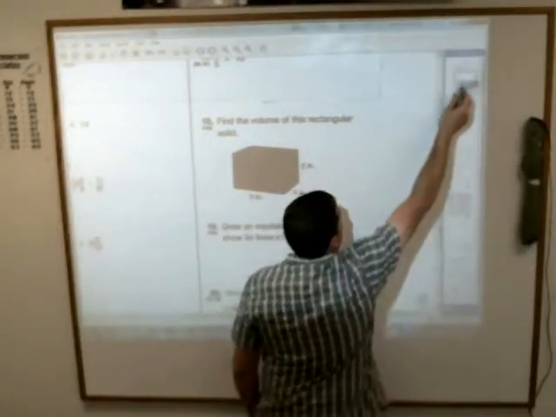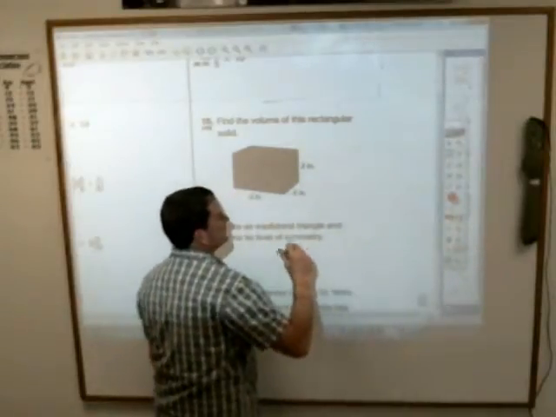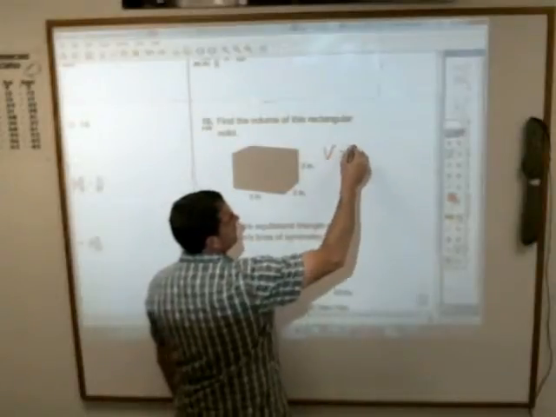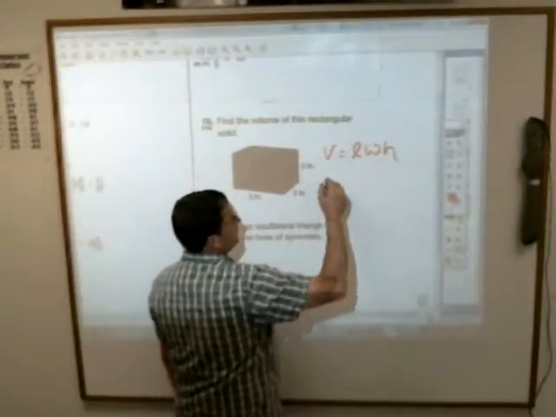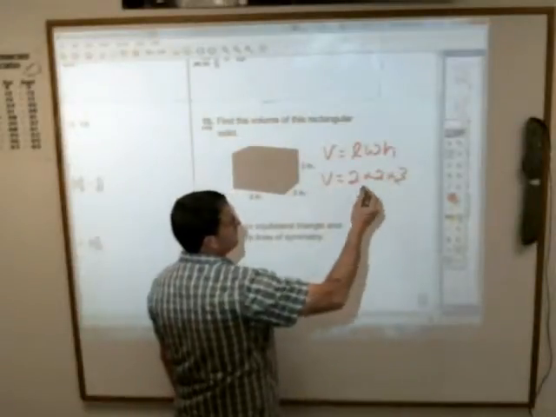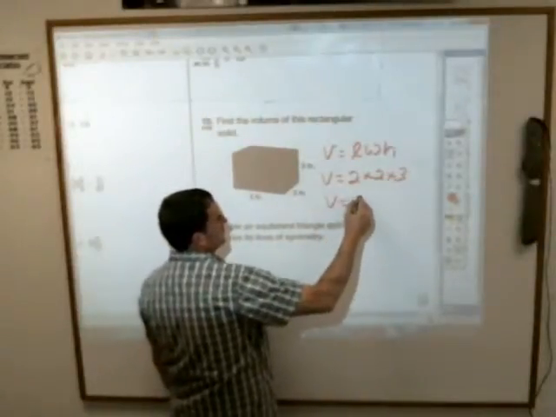Yeah, problem number 18, Jacob asked, is how do you write inches cubed? There's two different ways you could do it. First of all, volume is length times width times height, which means it's 2 times 2 times 3, doesn't matter the order. So volume should have equaled 12.